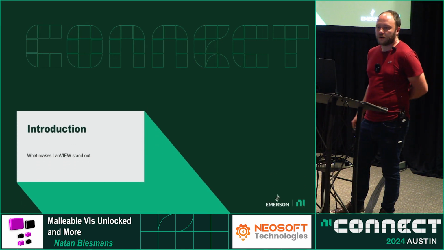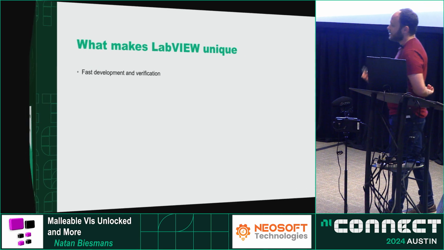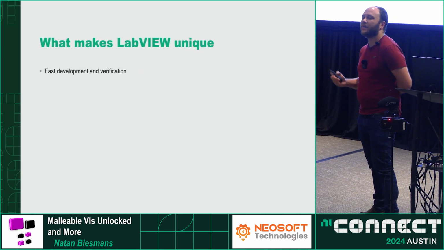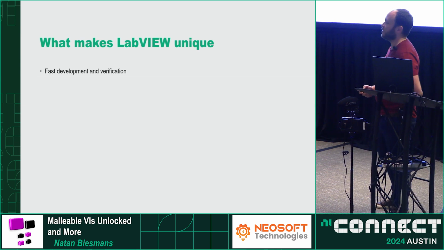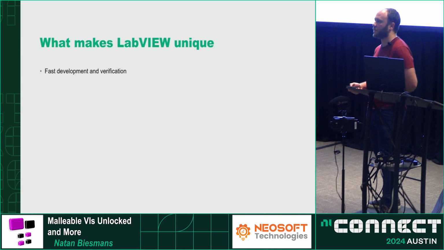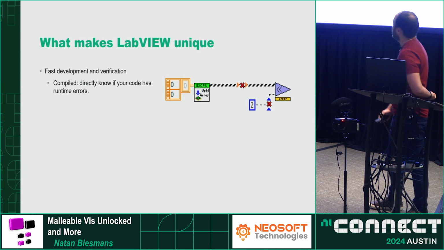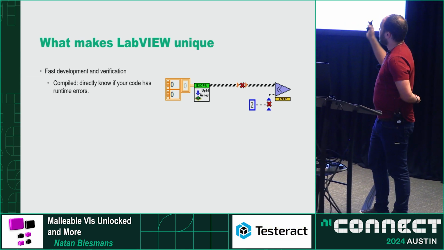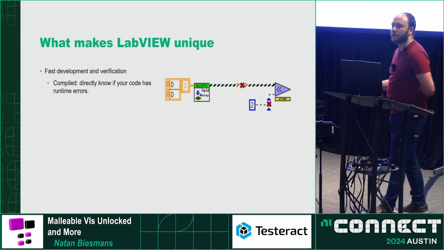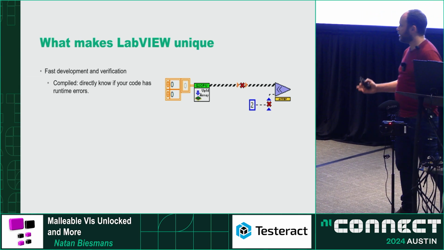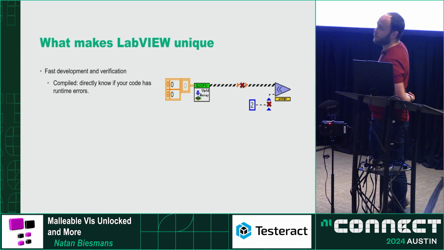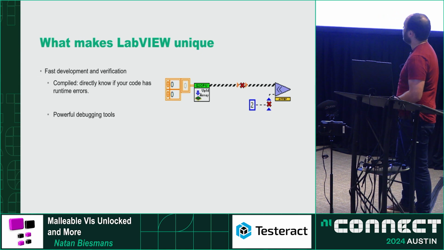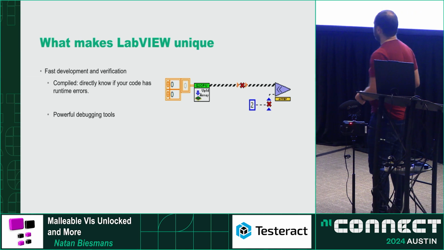Okay. So, before we get into what Malleable VIs are, let's set the stage. First of all, I want to discuss what makes LabVIEW unique compared to other languages, and how we can leverage that when we are creating APIs. First, there's fast development and verification. It's compiled, so we know immediately if we're doing something we're not allowed to. If we put in a wrong value, if something's incorrect, LabVIEW will immediately tell us what's wrong and point us to it. We have powerful debugging tools which we can leverage.